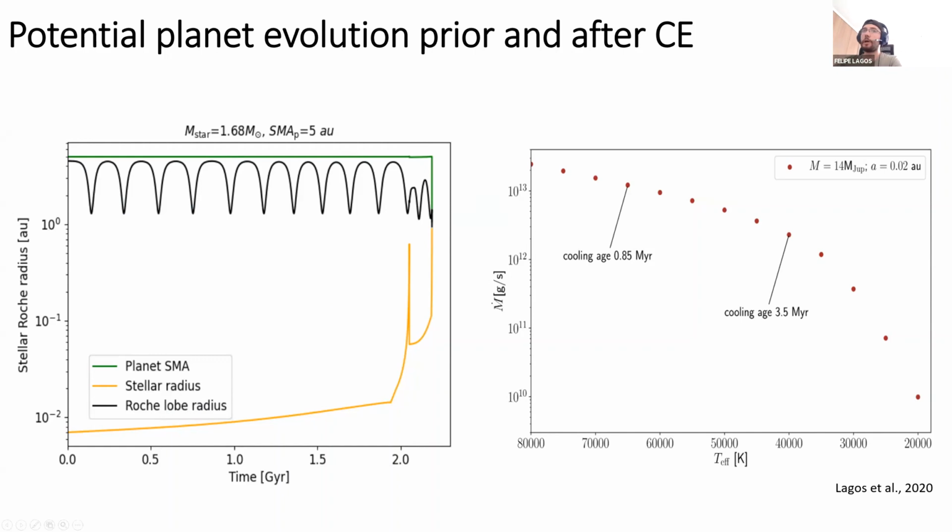We also found that the planet would not be evaporated during the common envelope, and that the mass loss rate of the planet due to extreme UV radiation produced by the white dwarf immediately after the envelope ejection is negligible. In this figure, we have the mass loss rate as a function of the temperature of the white dwarf. Here you can see that, as I said before, the mass loss rate is negligible. And here you have for reference the cooling age of two of these points. Obviously, the mass loss rate decreases with the cooling age.